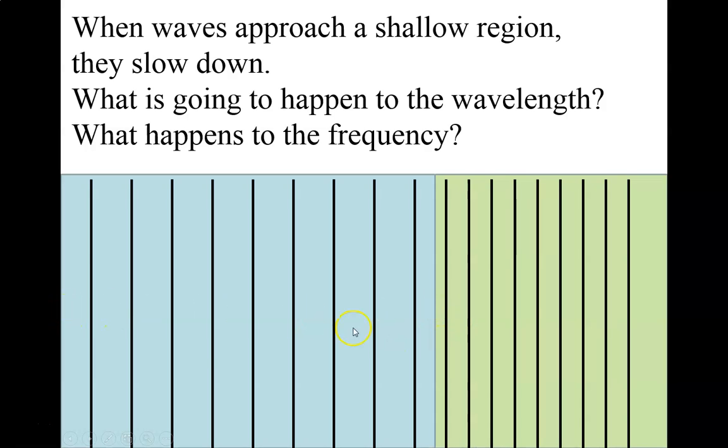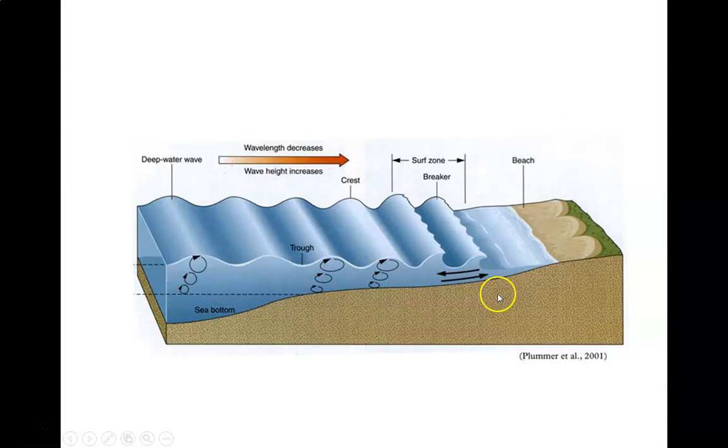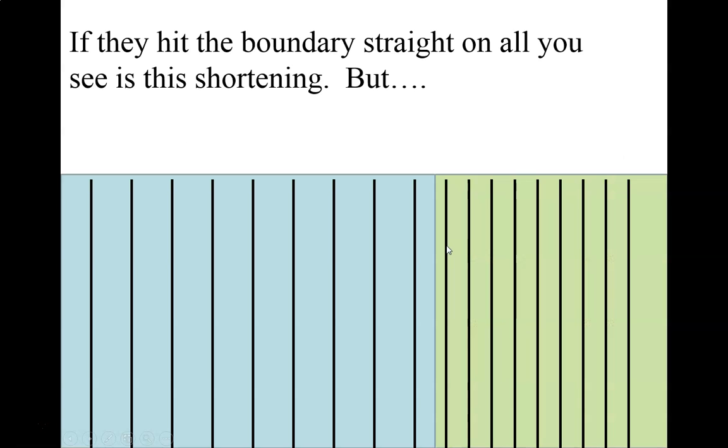But notice that the waves get shorter. They reach into the new medium. So this is what happens as waves come crashing to the shore from the deep ocean. They get shallower and more narrow, and they start to break and that kind of thing.